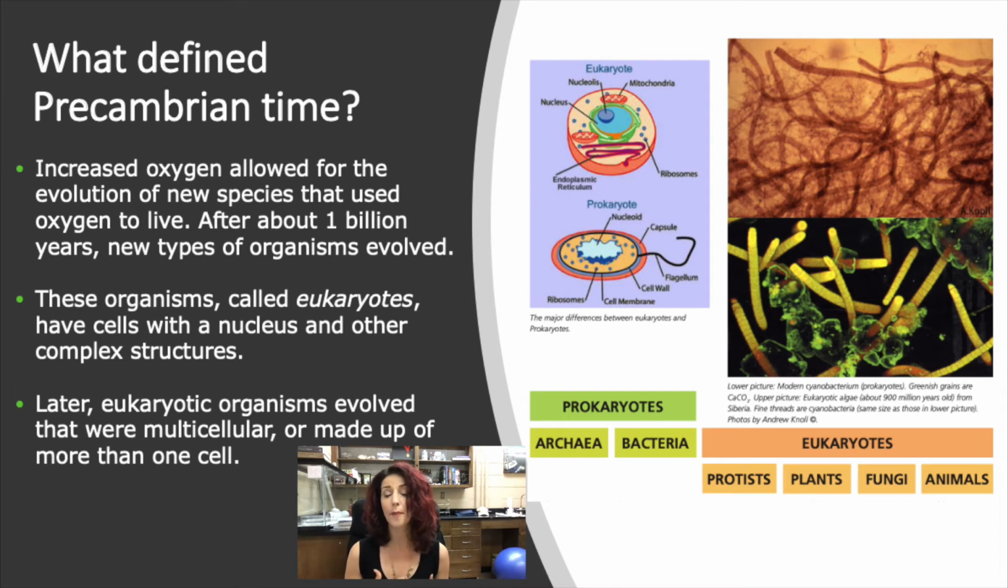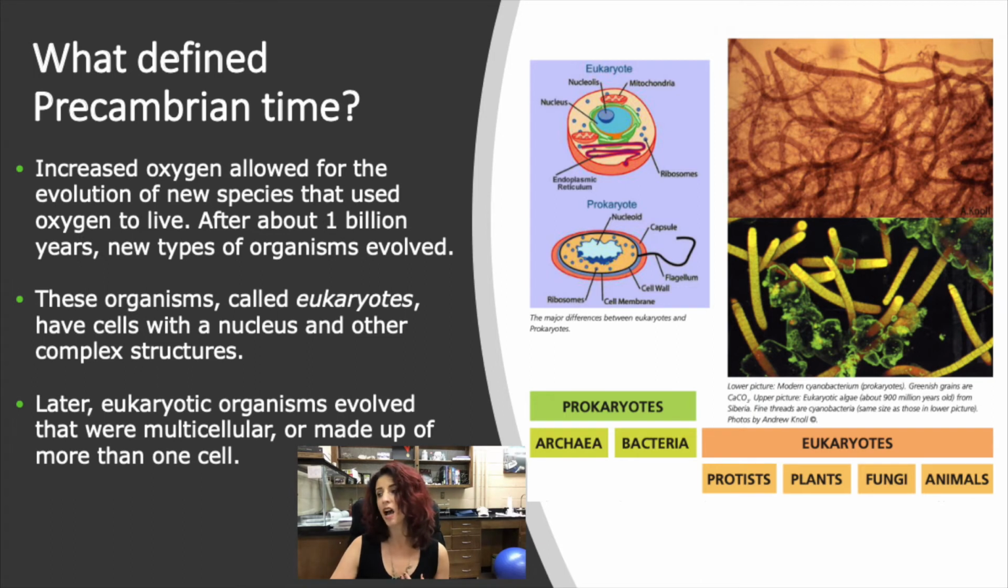So after about 1 billion years, new types of organisms evolved. We call these organisms eukaryotes. They have a nucleus and other complex structures. Now, the word eukaryote means true nucleus. Karyon means kernel or shell. So true shell is where that name comes from.